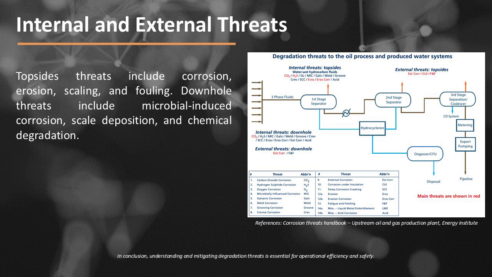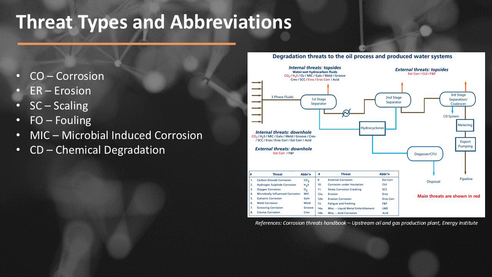Internal and external threats. Topsides threats include corrosion, erosion, scaling, and fouling. Downhole threats include microbial-induced corrosion, scale deposition, and chemical degradation. In conclusion, understanding and mitigating degradation threats is essential for operational efficiency and safety. Threat types and abbreviations: CO for corrosion, ER for erosion, SC for scaling, FO for fouling, MIC for microbial-induced corrosion, and CD for chemical degradation.